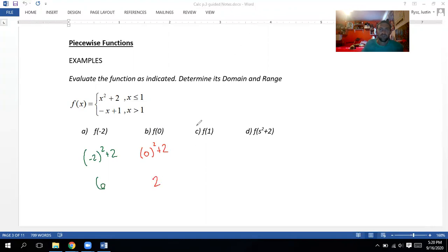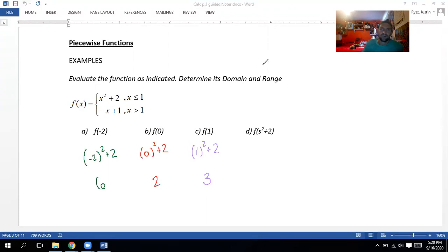All right, next one here. What about 1? Is 1 less than or equal to 1, or is it greater than 1? 1 is less than or equal to 1, so we still plug it into the top. So that would be 1 squared plus 2, and 1 squared plus 2 is 3. There we go.